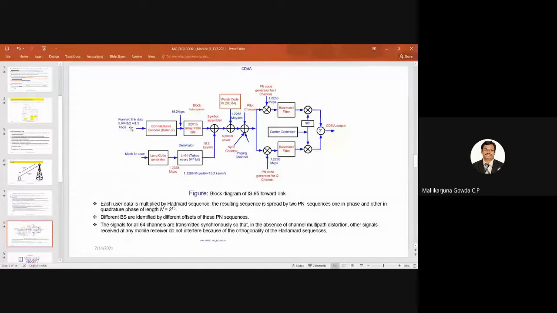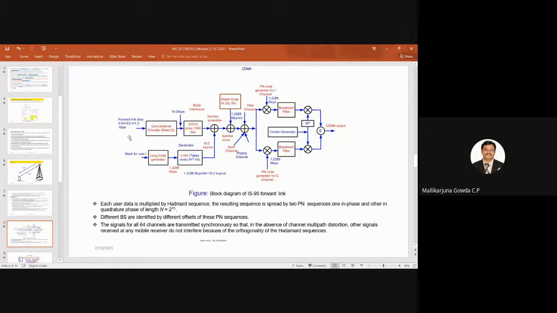For 4.8 kbps it will be multiplied by 2. For 2.4 it will be multiplied by 4. For 1.2 it will be multiplied by 8. So 1.2 into 8 is 9.6, right? 2.4 into 4 is 9.6. Then 4.8 into 2 is 9.6, right? So that is why we say the convolutional encoder with a code rate of 1/2 and constraint length of 9 is used to maintain a constant data rate of 19.2 kbps at the output of the convolutional encoder.